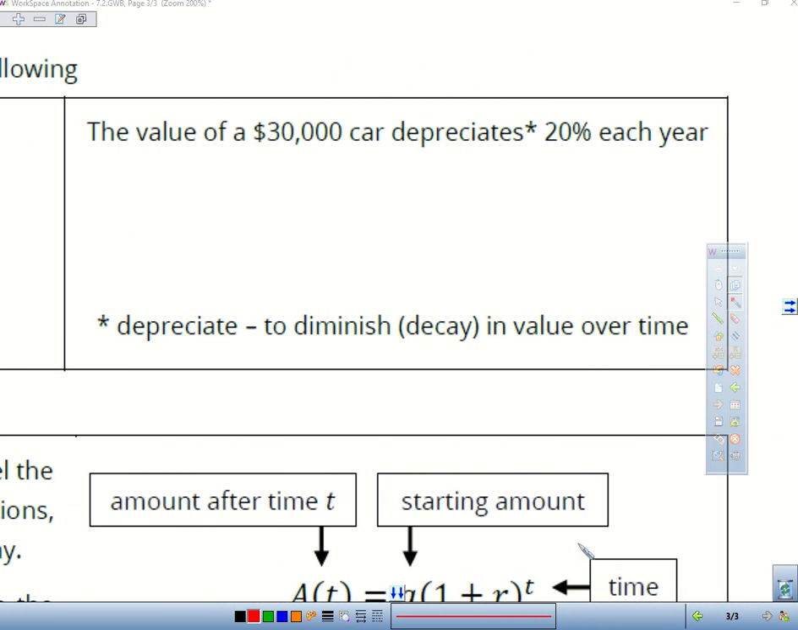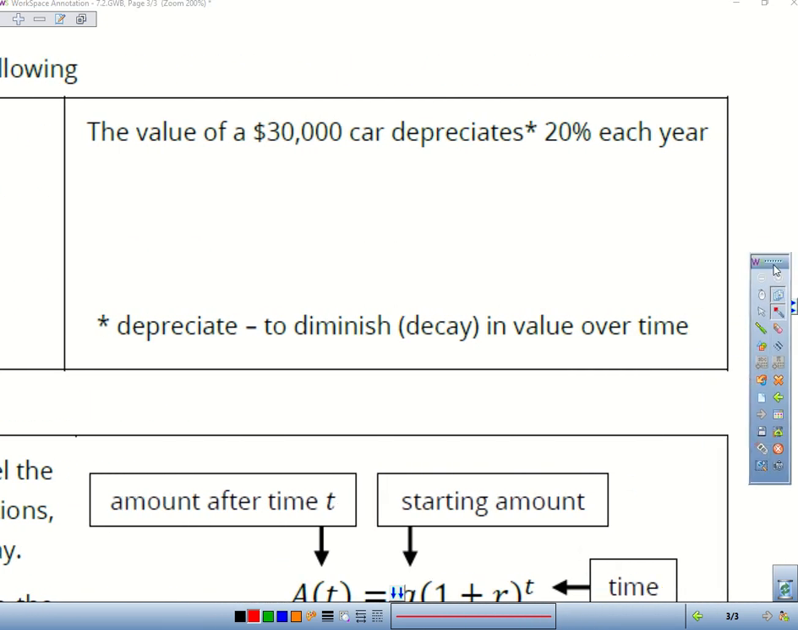The value of a car depreciates 20% each year. Depreciation, is that growth or decay? Sounds like decay. Decay. It is because it's going down. So we have to convert this into a decimal. What's it going to be? 0.2.